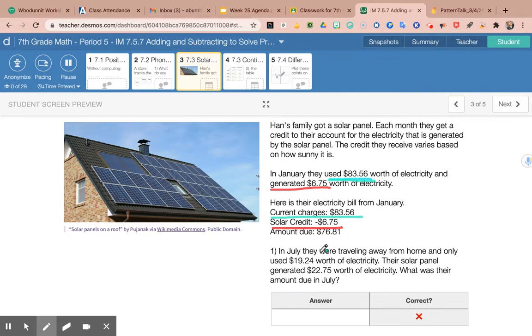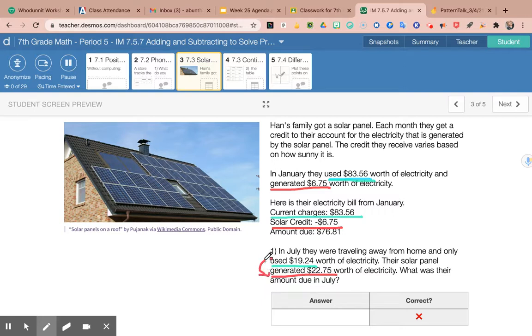And then they got their total amount due. The question is, in July, they were traveling away from home and they only used $19.24 worth of electricity. Their solar panel generated $22.75 worth of electricity. What was their total amount in July? So if we look at this, it looks like their solar panels generated more than they used. So one is used, one is generated, so I'm going to subtract them.